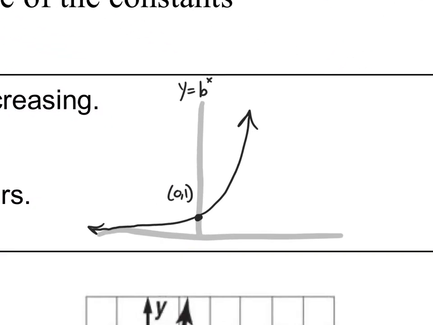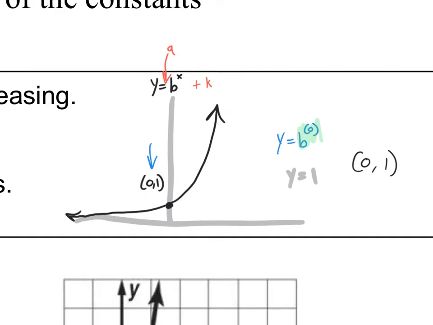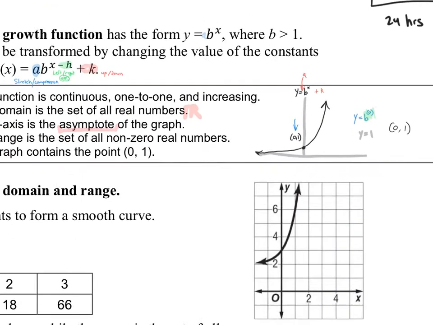Now, the reason that the most basic type of function will always cross through (0, 1) is because if we plug in the x-coordinate of 0, we know from our rules of exponents that anything to the 0 power is 1. So that's why whenever we have 0 as the x-coordinate, the y-coordinate will be 1. Now that will change as we start to mess around with a values and k values, but for the most basic type, it crosses through (0, 1).